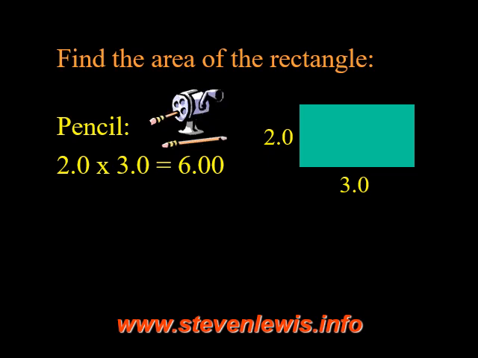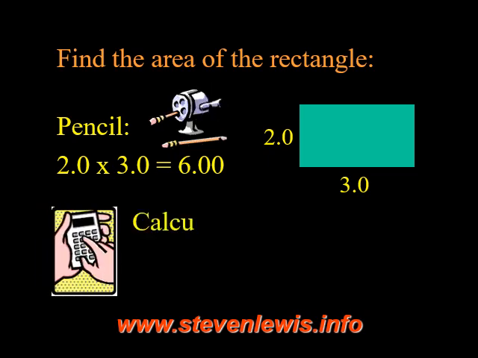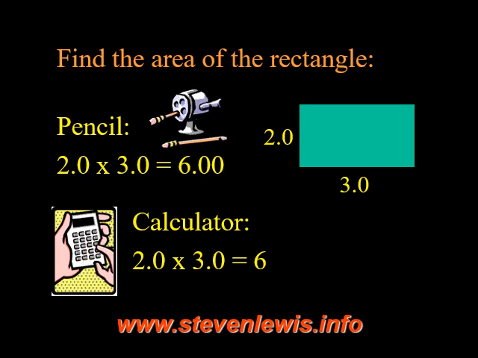Next, we get out our handy-dandy calculator and do the same calculation, multiplying 2.0 times 3.0, and our calculator spits back at us the naked number 6. What should we write down as the answer? A lonely 6 or 6.00? Neither. You should write 6.0. Why?